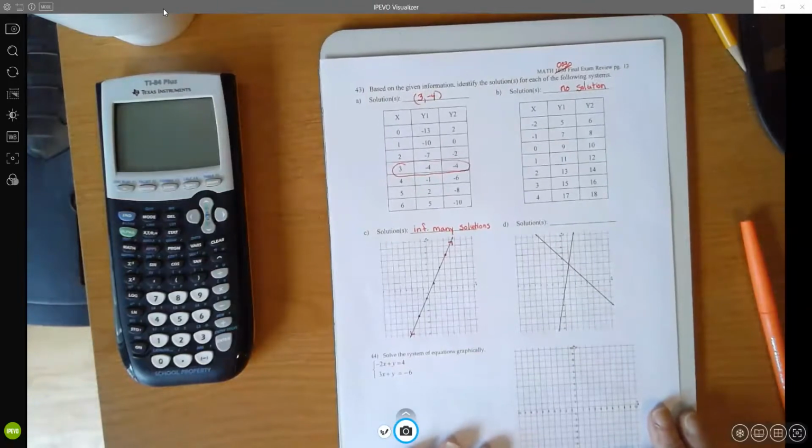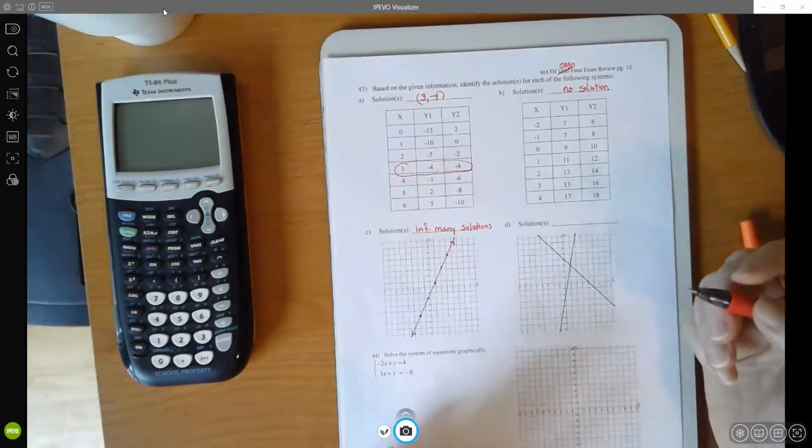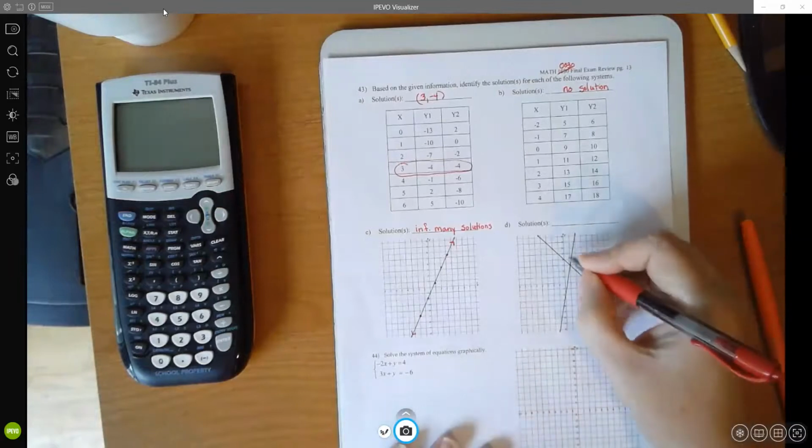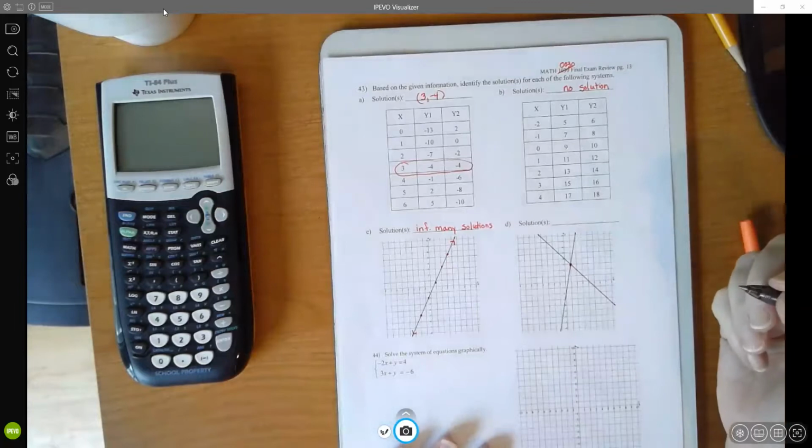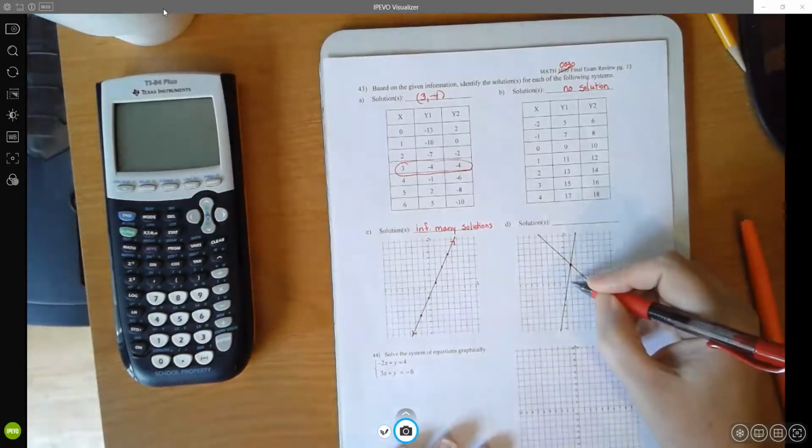In letter D, the solutions would be one solution, and it would be where they cross, and I can see that, and that would be at the point 1, 3.